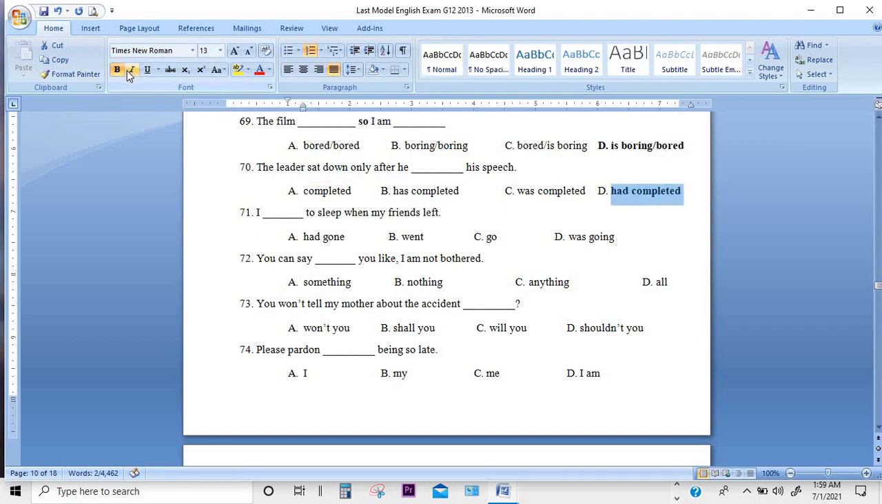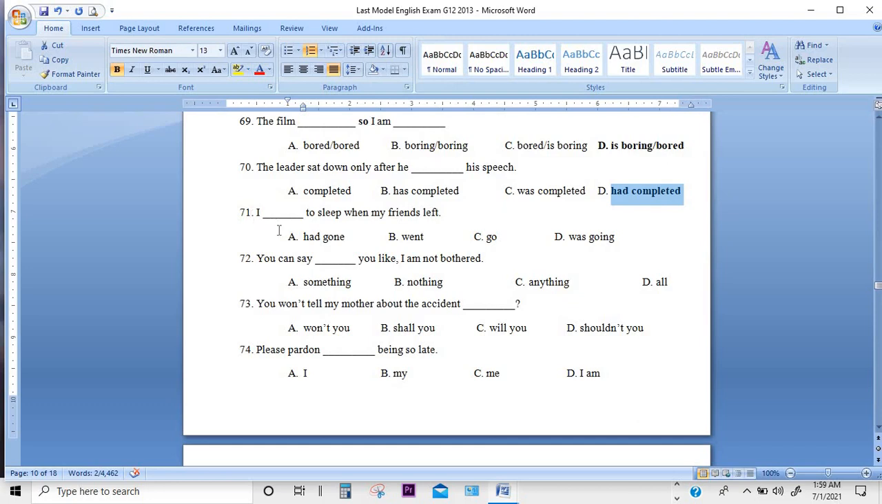Possible answer ሁለቱ ናቸው A እና D ናቸው possible answer. Series of action ቢሆን ኖሮ simple past ማለት ነው ነገር ግን አሁን አንዱ ቀድሞ ነው የተከናወነው so the leader sat down only after he had completed his speech. So speechun ሳይጨርስ አልተቀመጠም ማለት ነው had completed. That's the first action.